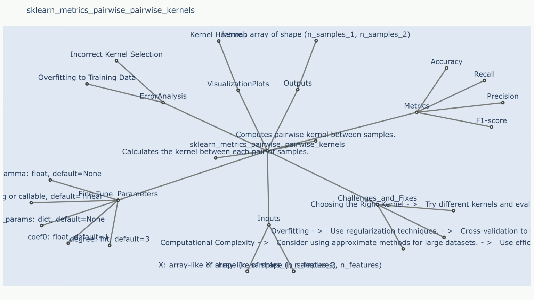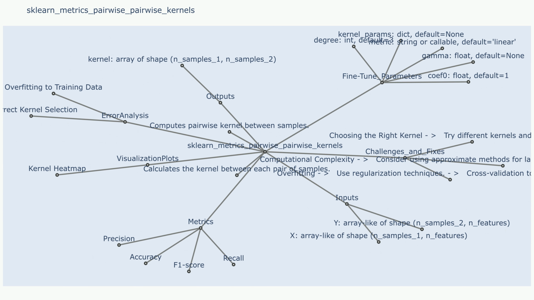Fixes to challenge 1. Carefully examine the data characteristics and choose a kernel that aligns with the relationships present. Consider trying out different kernels and evaluating their performance on the specific task. Challenge 2. Tuning hyperparameters. Parameters like gamma, degree, and coef0 can significantly affect the kernel function's behavior and the overall performance. Improper tuning might lead to overfitting or underfitting.